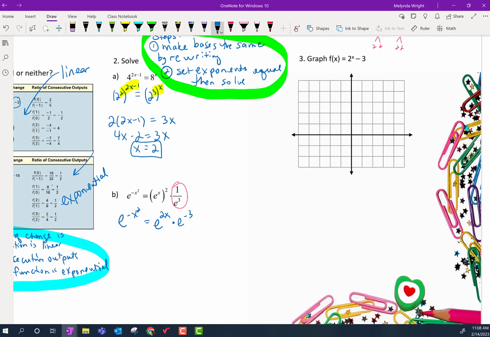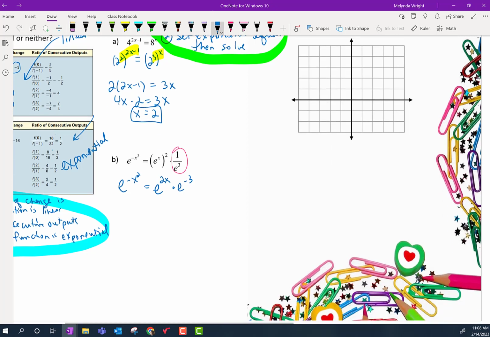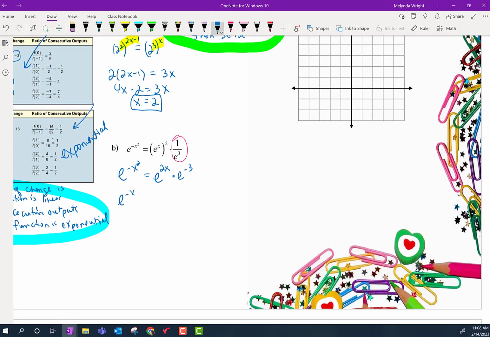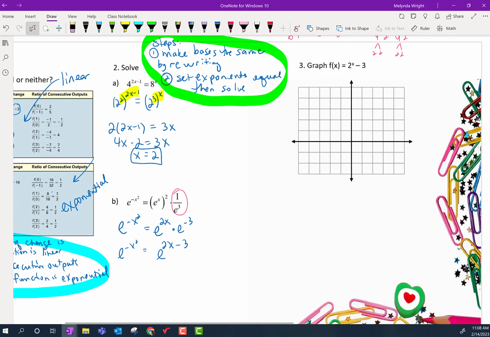Those on the right, those base e's are the same. So I've got e to the negative x squared equals, so base add. When I multiply those two same bases together, I add their exponents, or in this case, subtract them. So now I've got my bases the same. So I've done step 1, make the bases the same by rewriting. That's what we did. Number 2, set the exponents equal to each other, then solve.